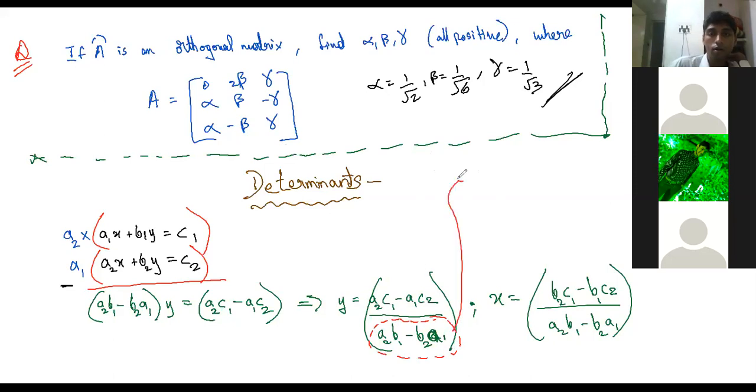This is the condition that a2 b1 minus b2 a1 does not equal 0. If it is equal to 0, then you have no solution. Now you know from coordinate geometry that if it is equal to 0, then it represents either parallel lines or the same line. So if it is not equal to 0 only, then you will have a unique solution. But if it is equal to 0, it is either a set of parallel lines or coincident lines, and it has no solution. Everyone is clear?